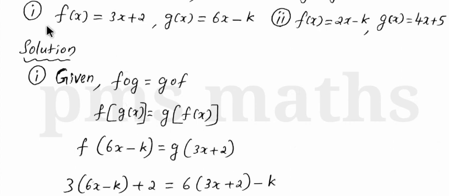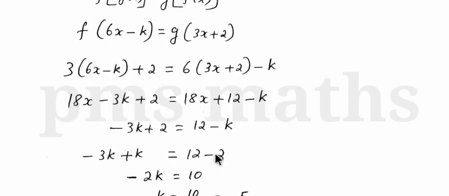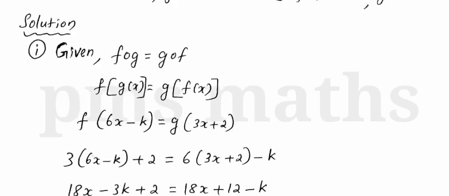g of x, in the first one, g of x is 6x minus k. 6x minus k is equal to g. Then what's the value of f of x in the first one? This is f of x: 3x plus 2. Instead of f of x, we can write 3x plus 2. Then simplify. What is f of 6x minus k?